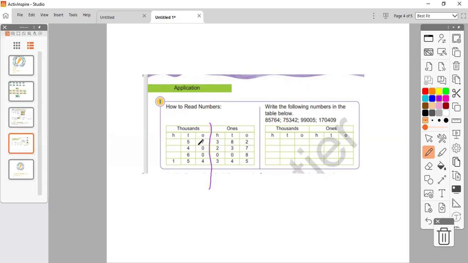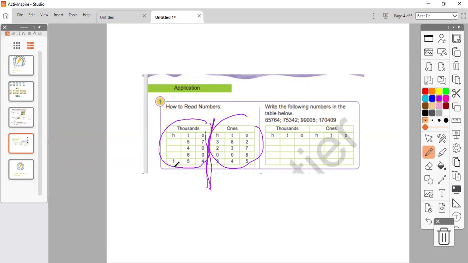Let's start reading with the first number. We read each class by itself. We read the thousand class alone, and we read the ones class alone. And when we want to divide them, we say the word thousand, as if there is a comma here. So let's read 57,382, 40,237.